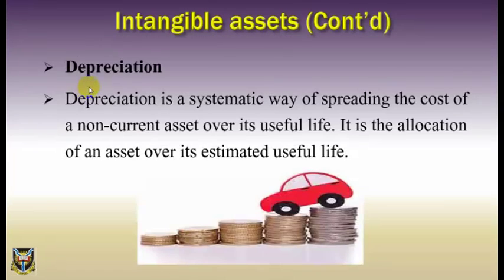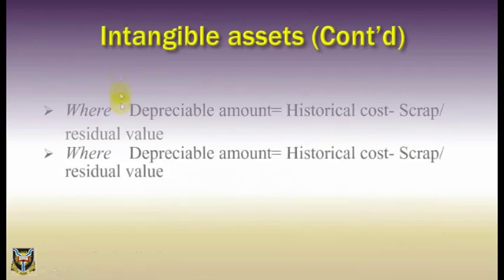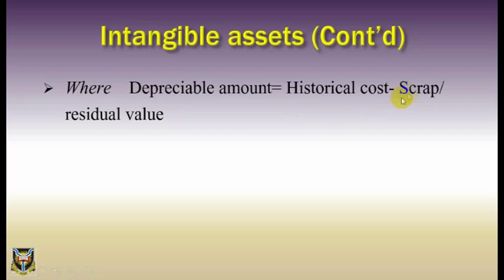G. Depreciation. Depreciation is a systematic way of spreading the cost of a non-current asset over its useful life. It is the allocation of an asset over its estimated useful life, where depreciation amount is equal to historical cost minus scrap/residual value.